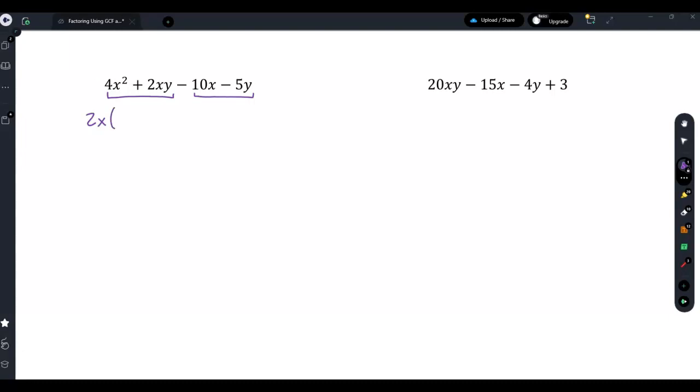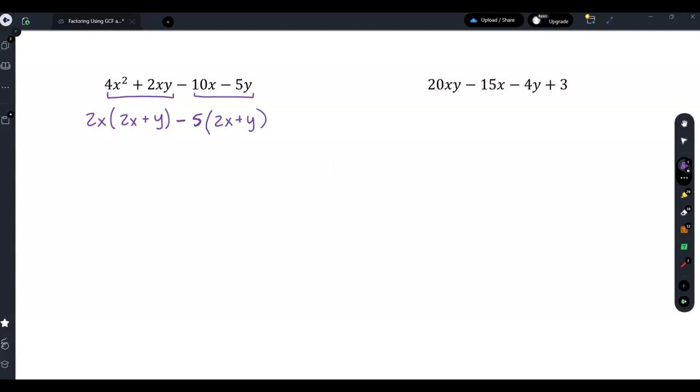4x squared divided by 2x would be 2x. And then 2xy divided by 2x would just be positive y. Make sure you bring down the sign in between your 2 groups, in this case, that minus sign. And then the GCF between 10x and 5y would be 5. Now, technically, because I brought down the negative, that means my GCF is negative 5. So if I take negative 10x and divide it by negative 5, that's going to leave me with positive 2x. And then negative 5y divided by negative 5 would be positive y.